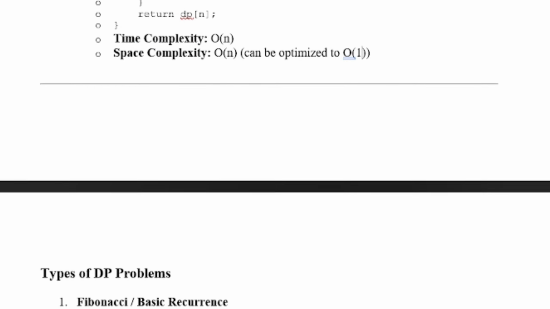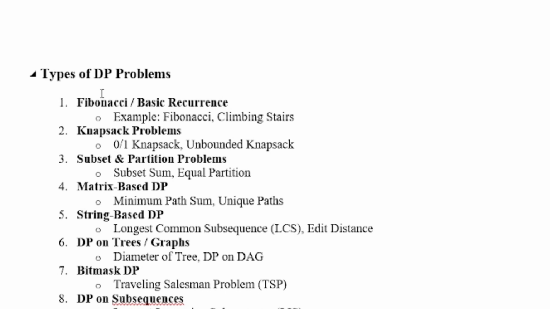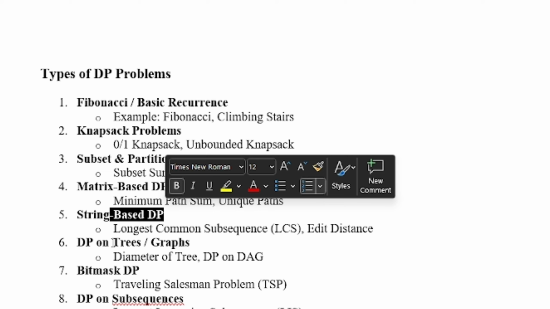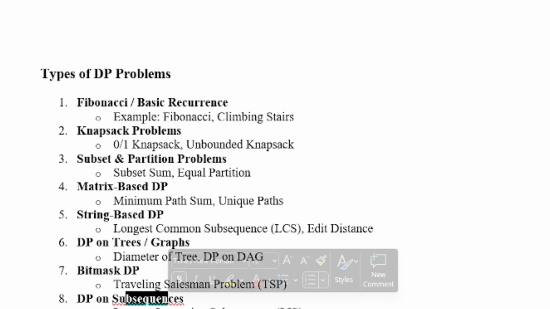So now come to the types of dynamic programming problems. First, Fibonacci series. Second is knapsack. Third is subset and partition problems, matrix based DP, string based dynamic programming, DP on trees or graphs, bitmask DP, DP on subsequences, DP on grid, DP on digits.